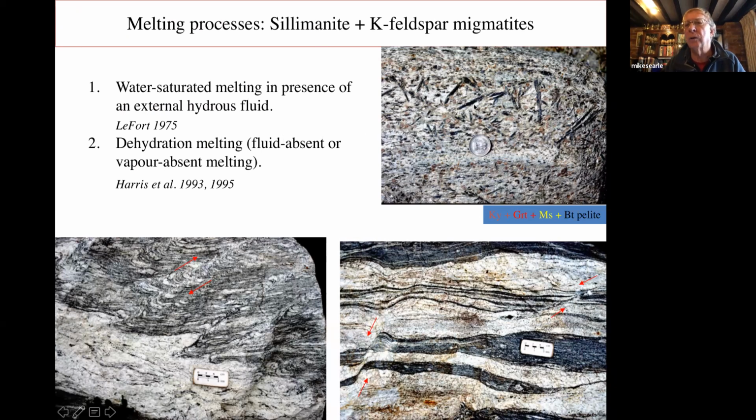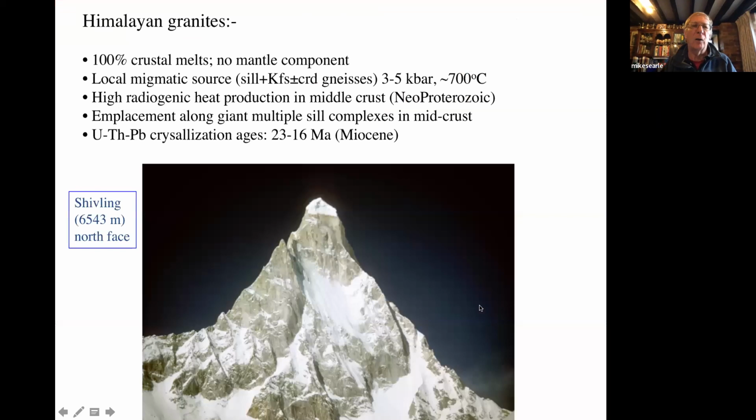These are pelitic rocks, which started off life probably as Proterozoic mudstones and shales, metamorphosed to kyanite. These are kyanite crystals here, these blue bladed crystals, and the red are garnet. And eventually to sillimanite gneisses and partial melting. So these are classic migmatite textures that we see from the Zanskar range here.